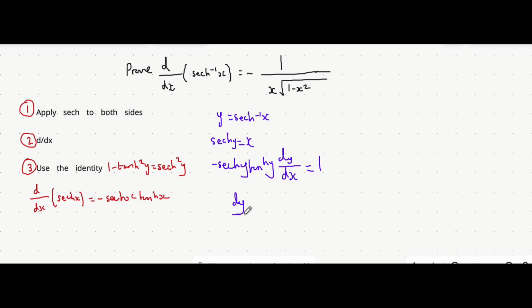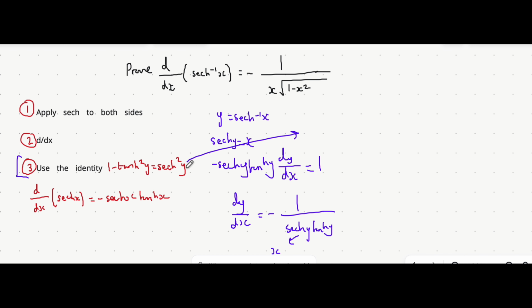So we get dy/dx is equal to minus 1 over sech y multiplied by tanh y. Now we have to make everything in terms of x. And how we do that is using this identity, which is step number 3. The reason we use this identity is, well, sech y we can already replace with x, because that's what we introduced it as. But how do we replace the tanh of y in terms of x? That's where this identity comes in useful.